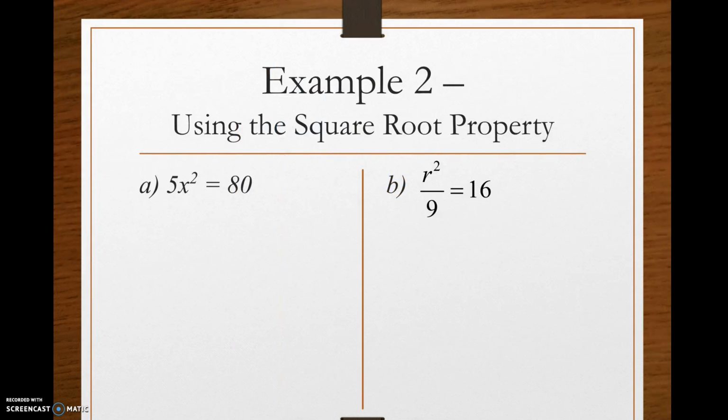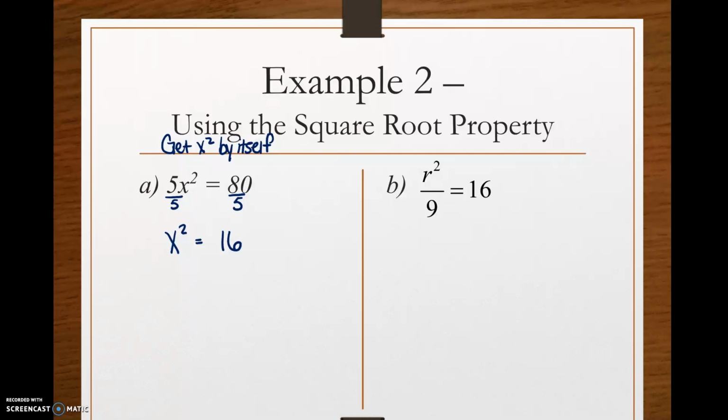All right, solving with square roots. You need to get x squared by itself to solve using square roots. So in A, you cannot take the square root of both sides right now. First, you have to get rid of the 5. How do you get rid of the 5? Divide by 5. 80 divided by 5 is 16.